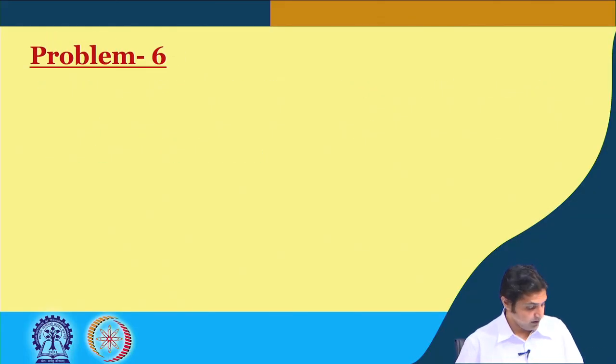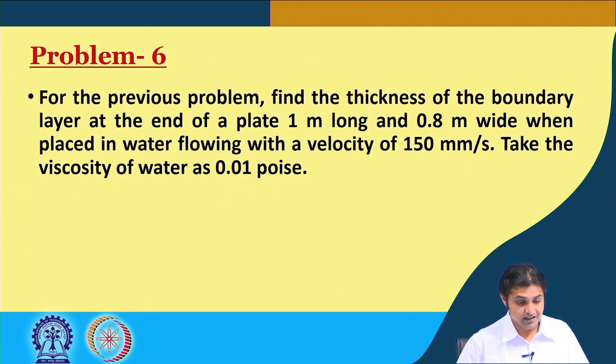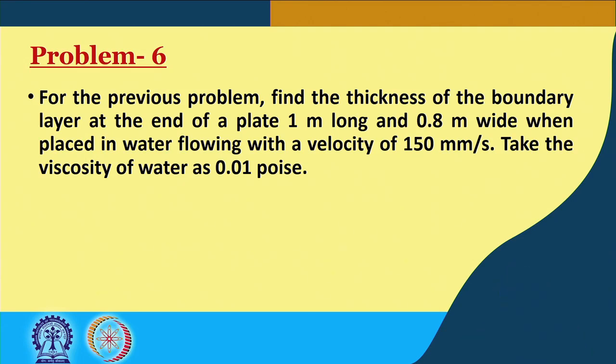So now the last problem in this set is that for the previous problem, find the thickness of the boundary layer at the end of a plate 1 meter long and 0.8 meter wide when placed in water flowing with the velocity of 150 millimeters per second. Theoretically we have done the question, now we need to put in some values, and it says take the viscosity of water as 0.01 poise.